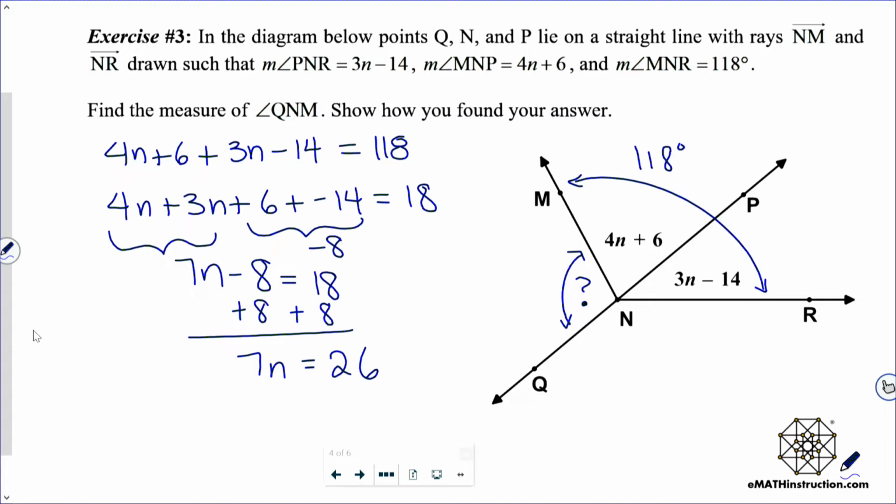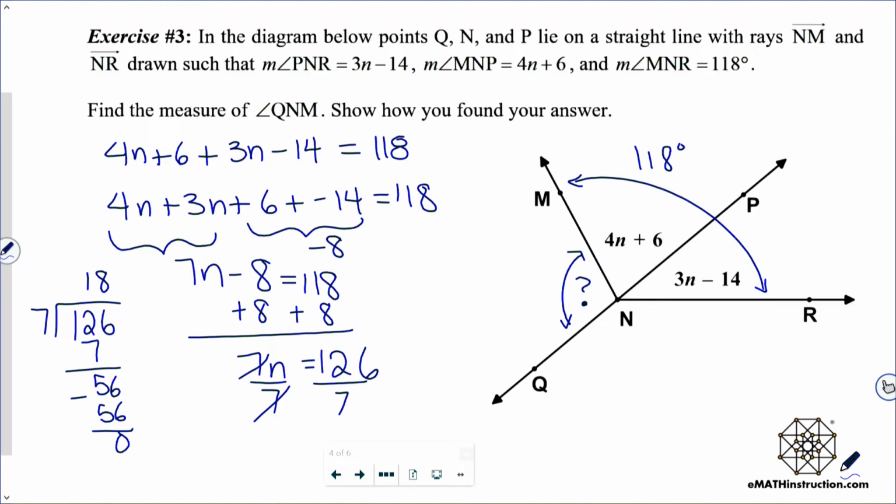Something is going terribly wrong here. Oh, that's why, because that's not 18, that's 118. I'm like, that is just not making any sense to me, so that's 7n equals 126. Divide both sides by 7. I seem to enjoy dividing by 7 in this particular lesson. So we're going to divide 126 by 7. That'll be 7 into 12 is 1, 7 into 56 is 8, and that'll give us 18. Subtract, get 0, and n is equal to 18.